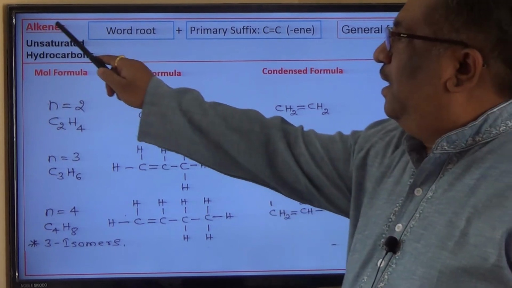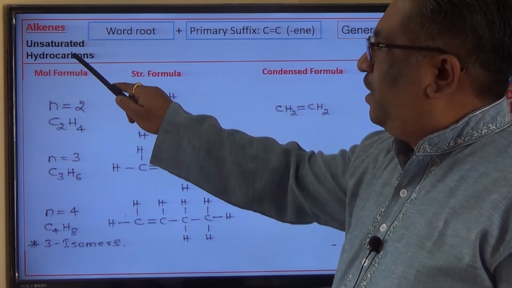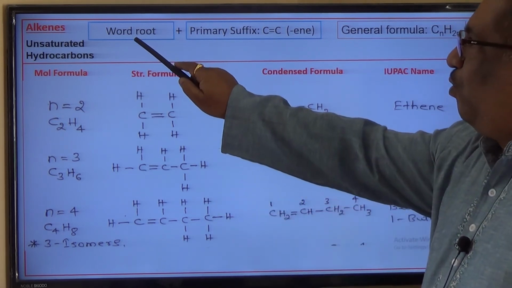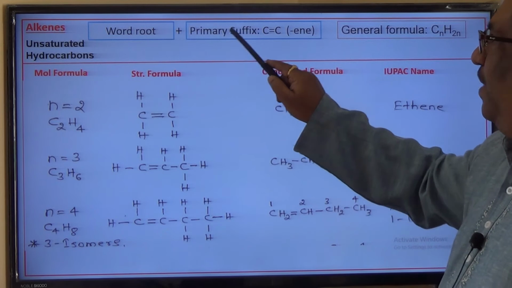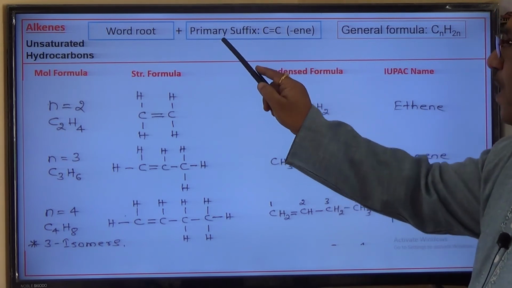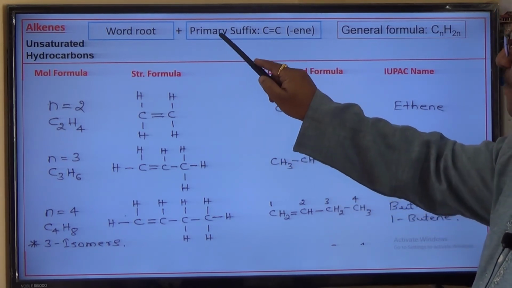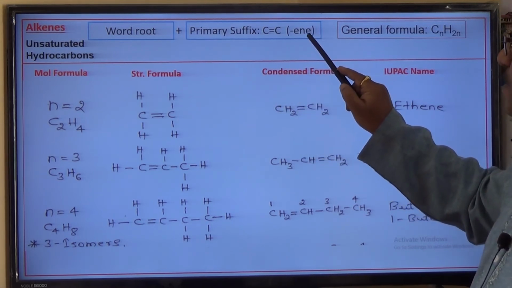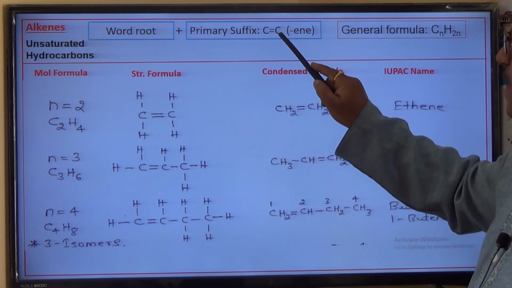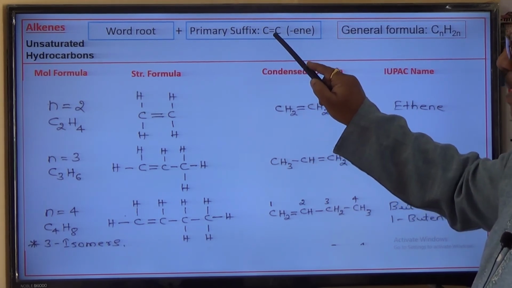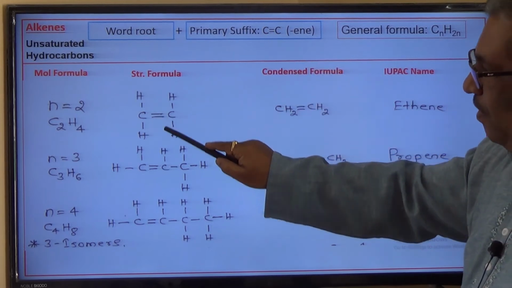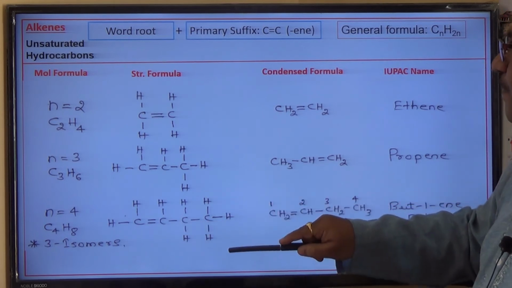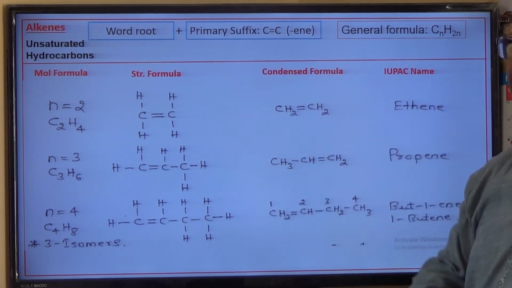Now let us study alkenes. These are unsaturated hydrocarbons. IUPAC nomenclature consists of root word plus primary suffix. The primary suffix is "ene". Why is it so? Because the carbon linkage will have a double bond. Here, if you see all these compounds, there is a double bond between the carbon atoms. At least one double bond must be there.